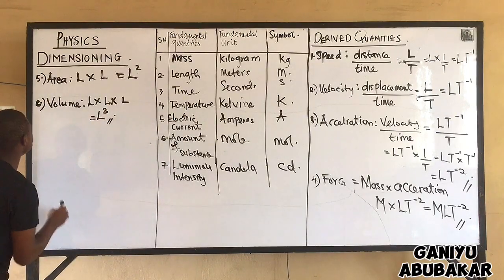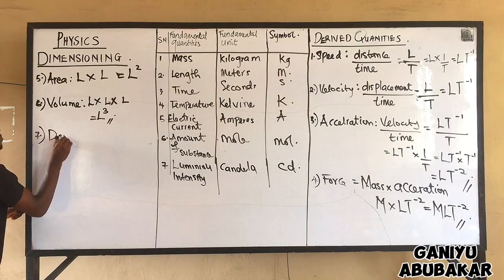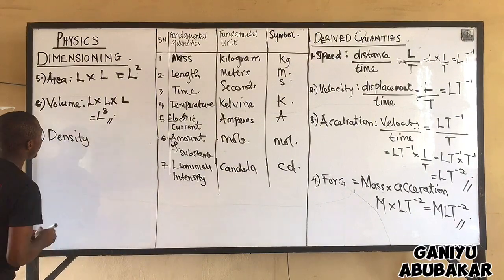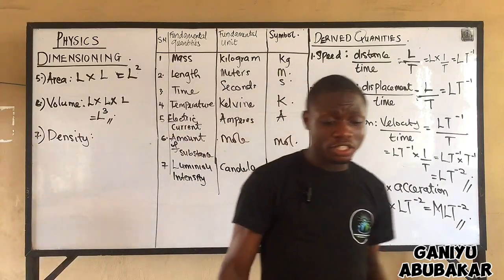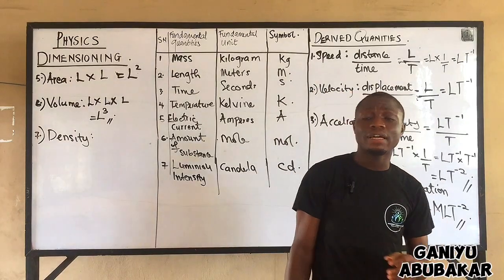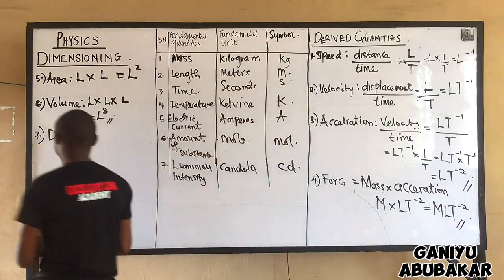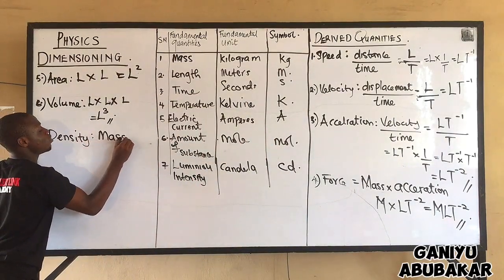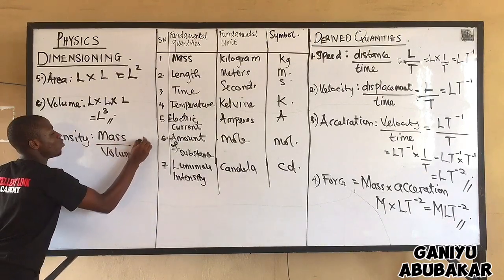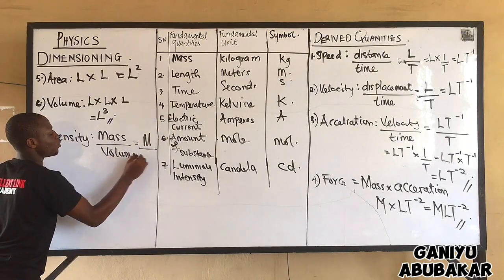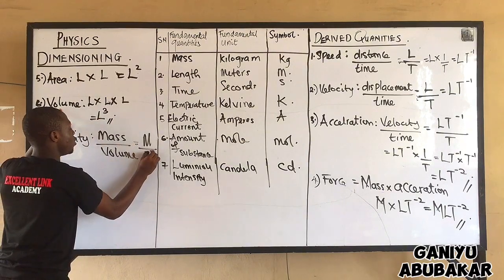Let's move to another one, this is 5, 6, let's move to 7. Let's discuss density. What's the dimension of density? Of course, density is simply the mass acting per unit volume of a fluid, or perhaps a substance or a material. So density is mass over volume. Of course, what's mass? That's M. What's the dimension for volume? Volume becomes L cubed.